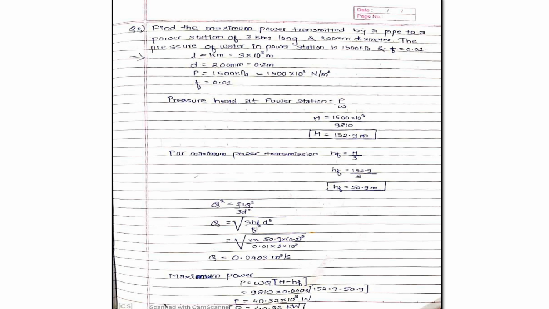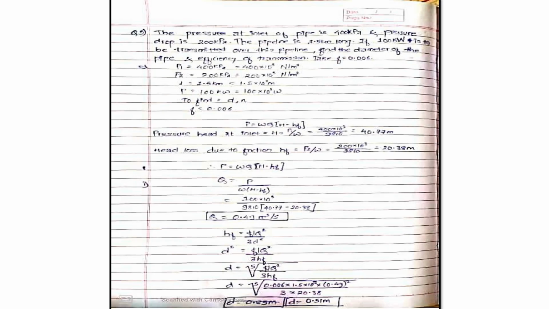W is 9810, Q is 0.0403, you already calculated, capital H 152.9 minus 50.9, and this works out to be 40.32 into 10 raised to 3 watt, or 40.32 kilowatt, you can see. In this way you can calculate the maximum power by using the above equations.